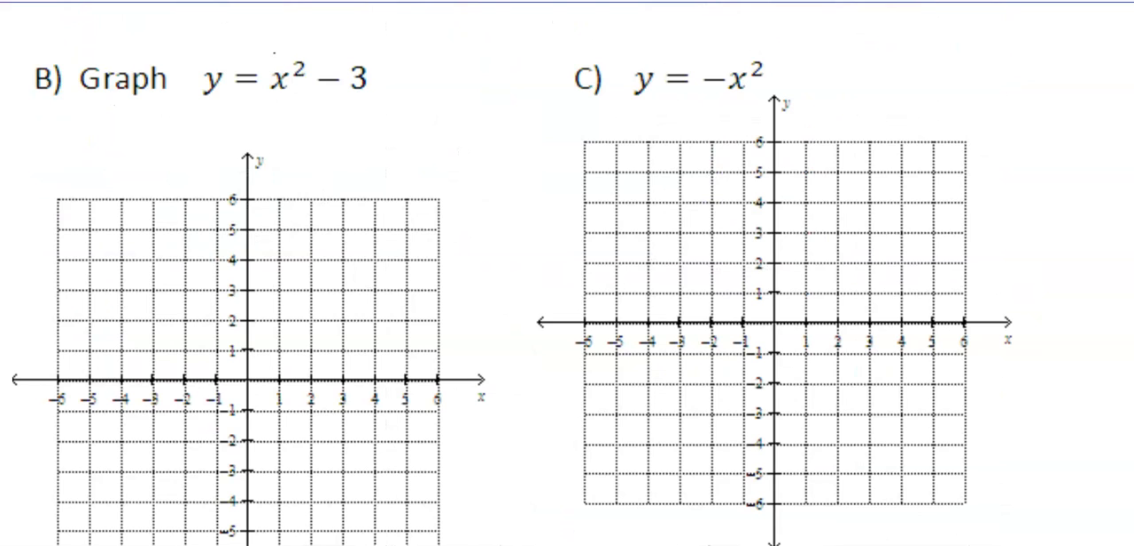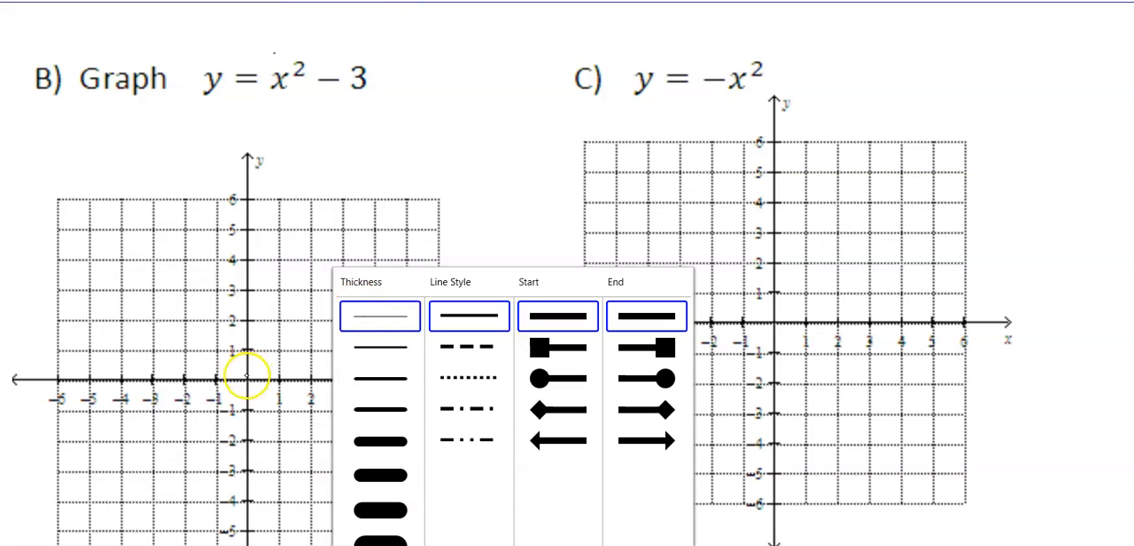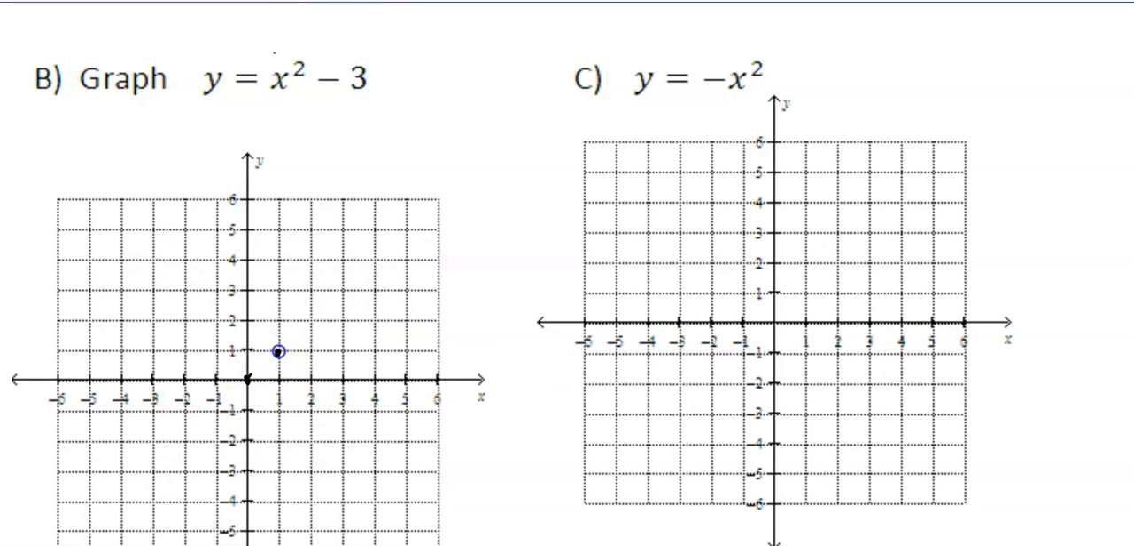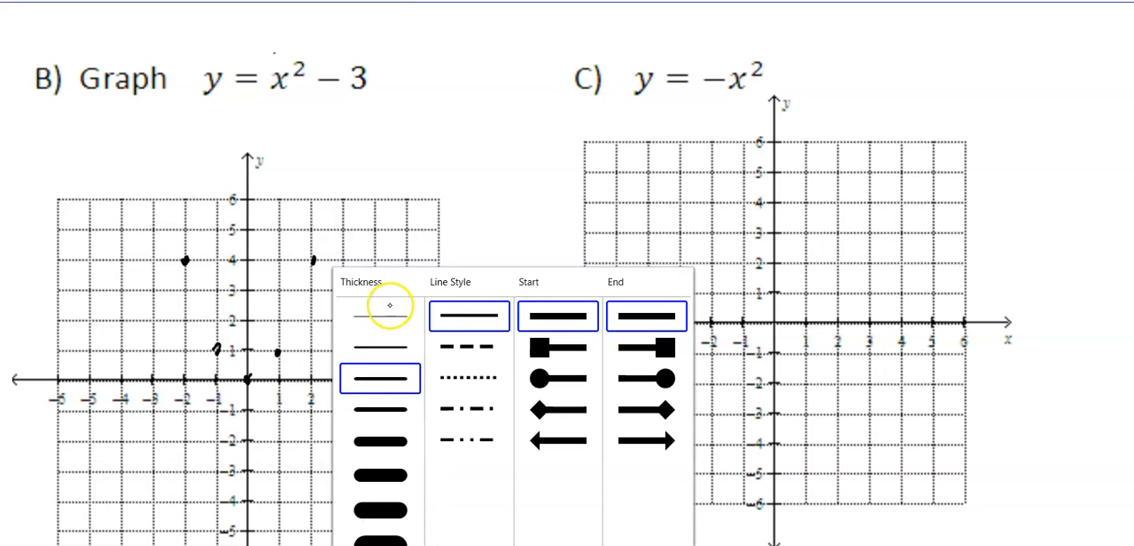Okay, let's try this transformation. First start with your parent graph, with the 5 points you know and love: 0, 0; 1, 1; 2, 4; -1, 1; and -2, 4. Those are your 5 points that we know. And then we're going to transform them somehow.